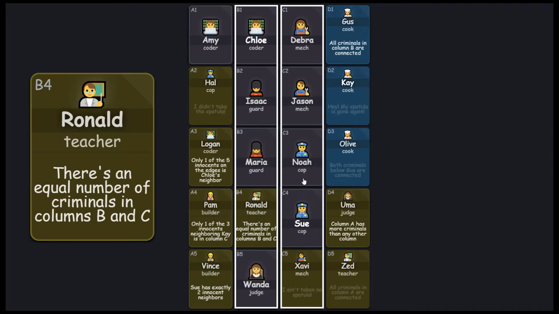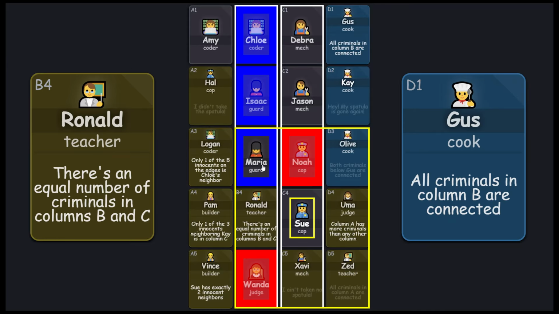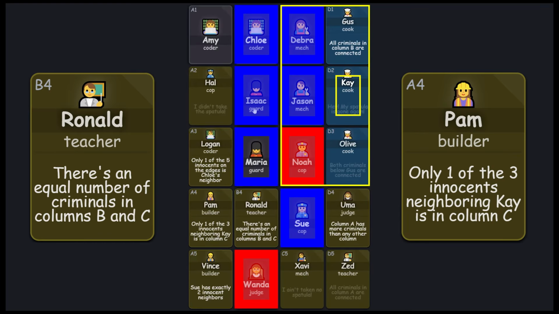There's an equal number of criminals in columns B and C. Let's assume Maria is innocent. Then Noah and Wanda would be criminals, and everyone above Maria would be innocent. Since columns B and C must have the same number of criminals, everyone else in column C would be innocent as well. But now K would have 4 innocent neighbors instead of 3, violating Pam's clue. Therefore, Maria must be a criminal.